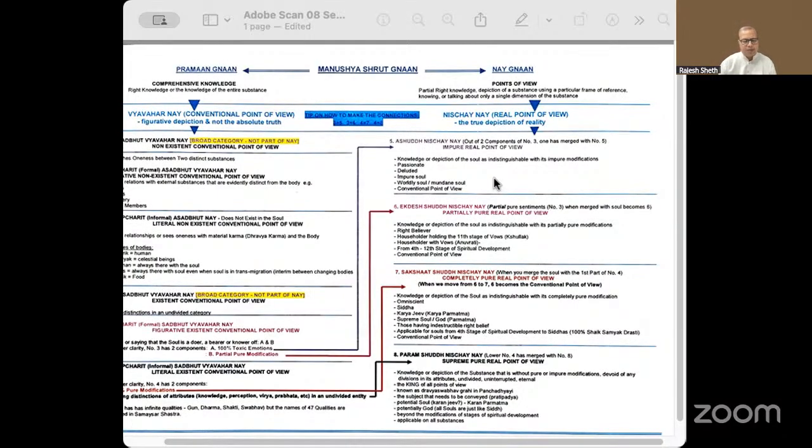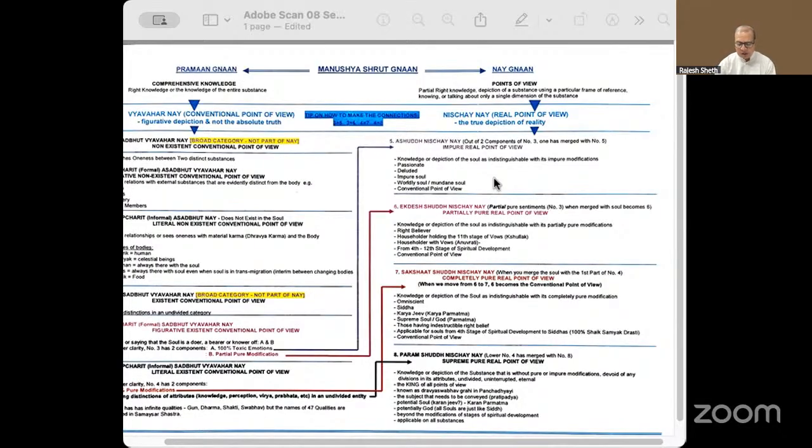Now the last one, Param Shuddha Nischay Nay, very important. Supreme, pure, real point of view. This is the king of all points of view. Why? Because 1 to 7, as we move on to the next one, the earlier was considered Vyavahar, conventional. But this is number 8. Nobody can make this conventional because there is nobody above it. So it is called the king of all points of view. Nothing beyond this.